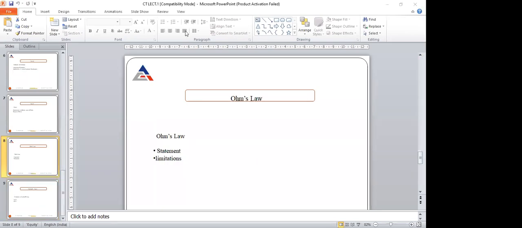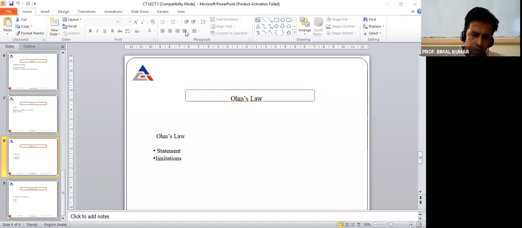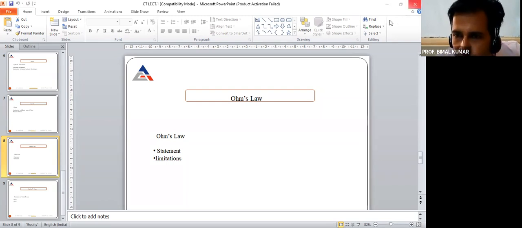Yes. So the first topic as per your curriculum is Ohm's law. What is the statement of Ohm's law? It states that current flowing through the network is directly proportional to the voltage applied across it.